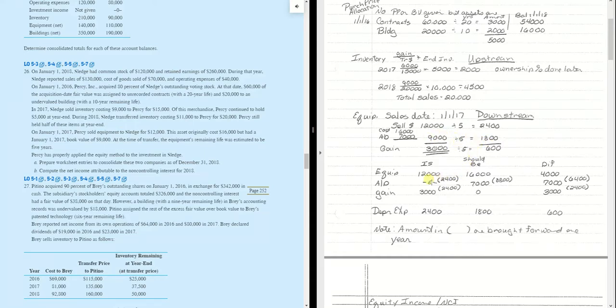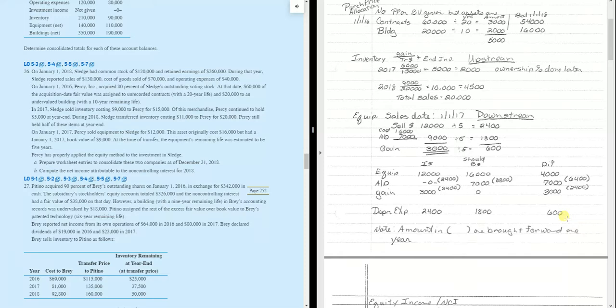So equipment is 12. It should be 16 right here. They sold it for 12. It should be 16, so that difference is 4. Accumulated depreciation is now 0. It should be 7, right here. I had to back into that number. So that difference is 7. And so if the gain is 3, it should be 0, so that difference is 3. However, depreciation expense is 2,400. It should be 1,800, and that difference is 600.